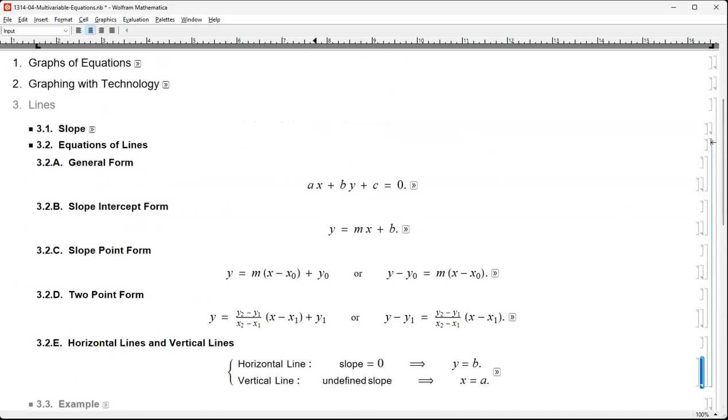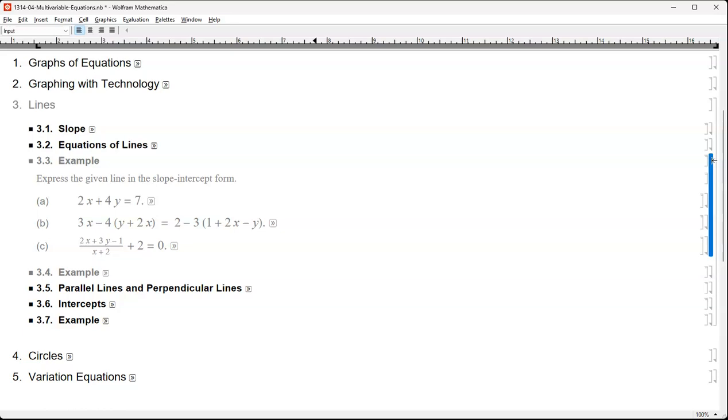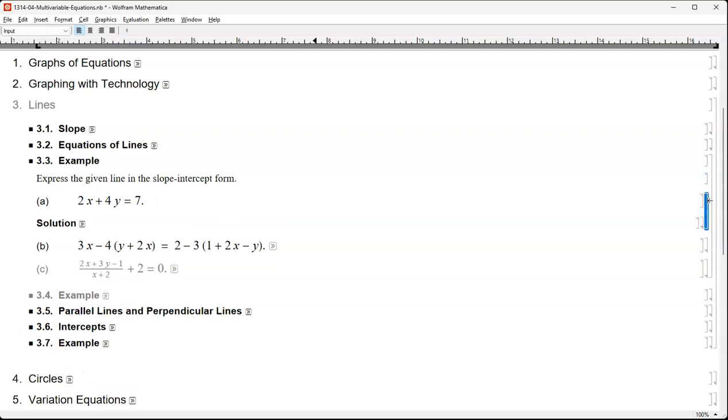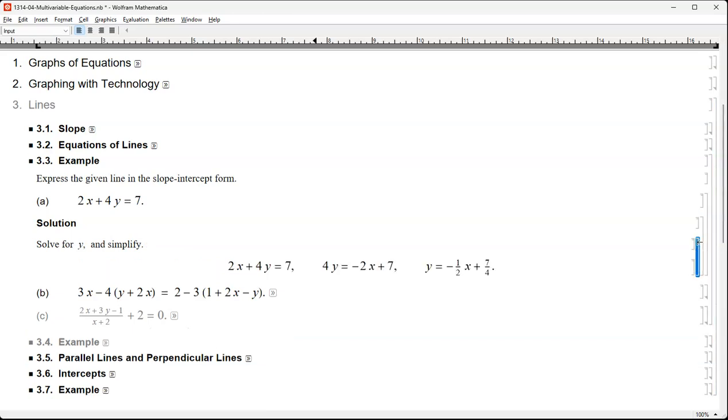Okay, those are equations of lines. Examples. Express those in slope-intercept equation. Okay, basically solve for y. Yeah, I can do that. Like terms together, flip 2x to the other side and solve for y.